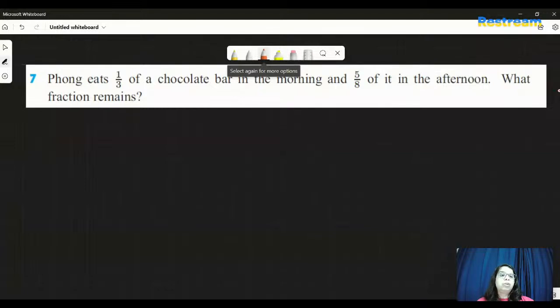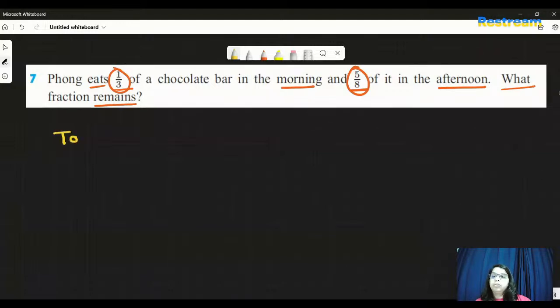So if you are doing this on paper, directly underline the keywords. Fong eats one third of the chocolate in the morning and 5/8 in the afternoon, and what is the fraction that remains? So here our main data is 1/3 and 5/8. At two different points, this person has eaten like this. So we are going to do the same thing again. We are going to say he had one full chocolate. Total chocolate was one.